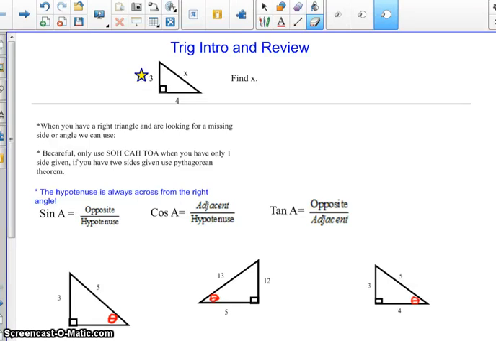When we start our trig unit, it's really important that you guys are careful with what you're given. So if we have a right triangle and we know 2 out of the 3 sides, how would you find x? Good job. The diagram here, do you know what it is?